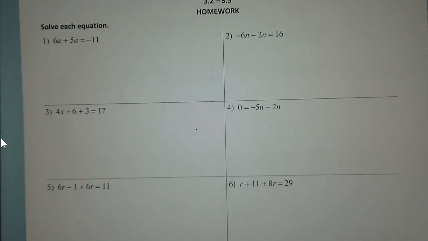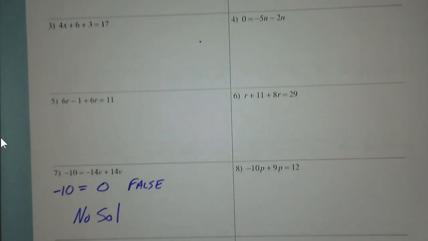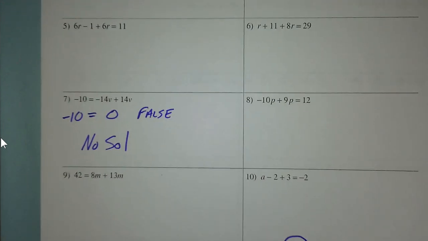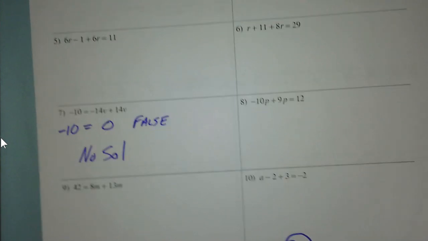So, like number 9. Let me get this out really quick. So the 3.2 to 3.3 homework. A few freebies just to make sure we're doing this right.